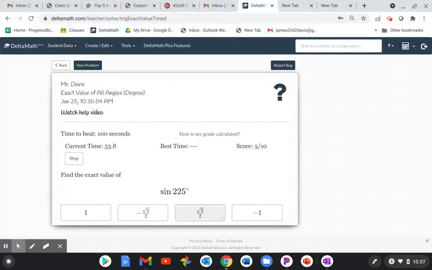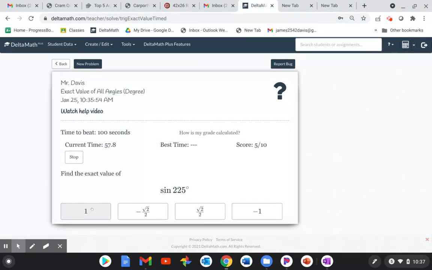If you miss one, let's say you select the wrong one, you can see I'm at 5 out of 10. You have to get all the way up to 10 out of 10 before the 300 seconds runs out. You can't stop and restart it. You just got to get 10 in a row without stopping it in 300 seconds. So you got 5 minutes to get 10 in a row.